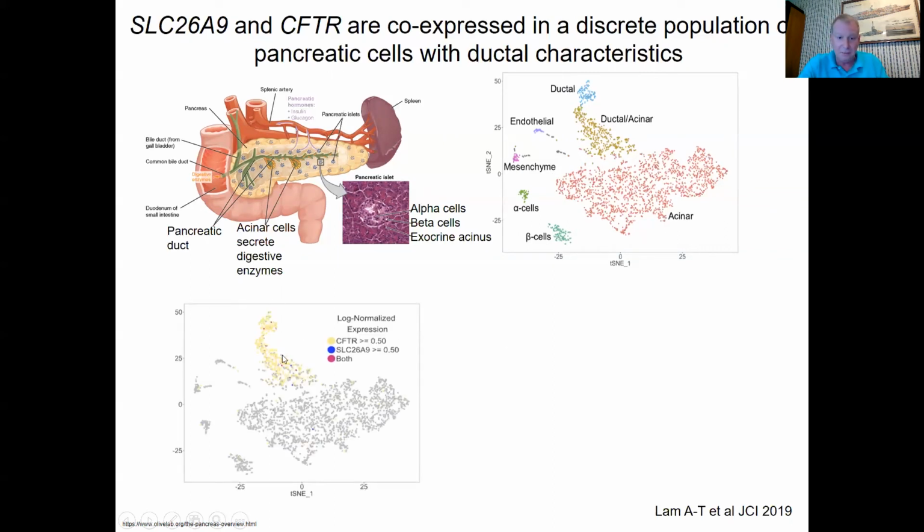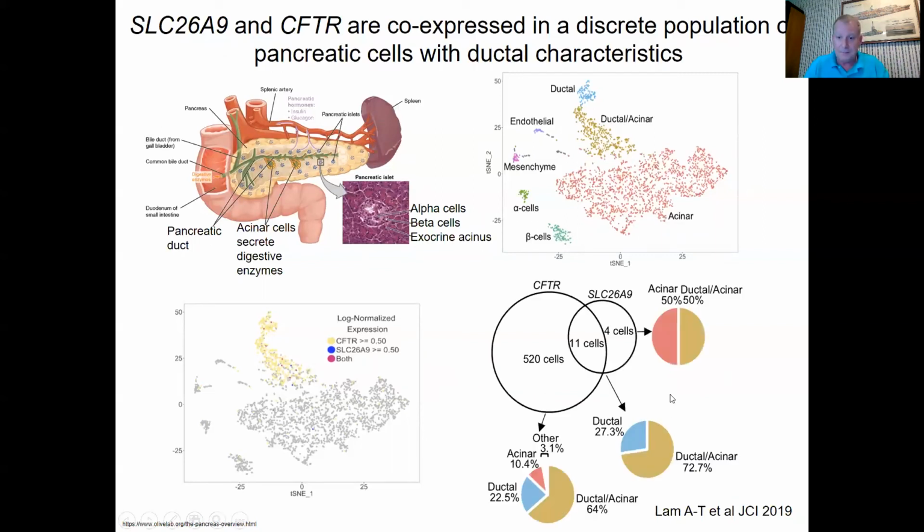CFTR is shown in yellow, and it's found primarily in the ductal cells and in the ductal acinar cells. Very little in the acinar cells in this study. And A9, shown in blue, is found in a small number of cells scattered throughout here, as you can see. And there's a number of cells that express both A9 and CFTR. That's great. The two transcripts are together. That means likely the two proteins are together in the same cell type in these ductal and acinar cells, not in the endocrine cells. Seems to be ductal.